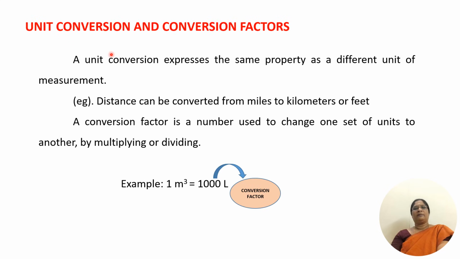Next one is unit conversion and conversion factors. Usually, a unit conversion expresses the same property in a different unit of measurement. So if you walk along a distance, the distance can be expressed in terms of miles, kilometers, or feet. So you can convert the distance from miles to kilometers and kilometers to feet. A conversion factor is a number used to change one set of units to another by multiplying or dividing. For example, 1 meter cube is equal to 1000 liter. So here 1000 is the conversion factor.